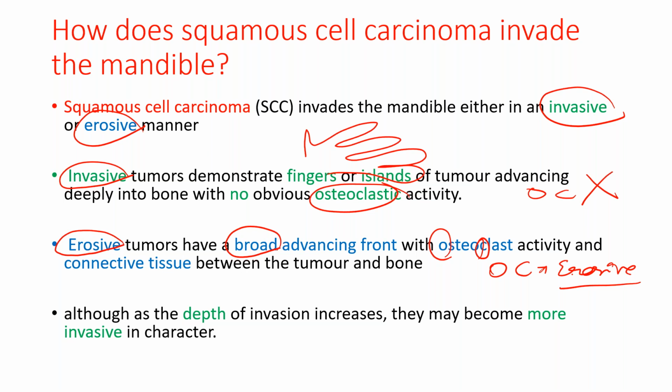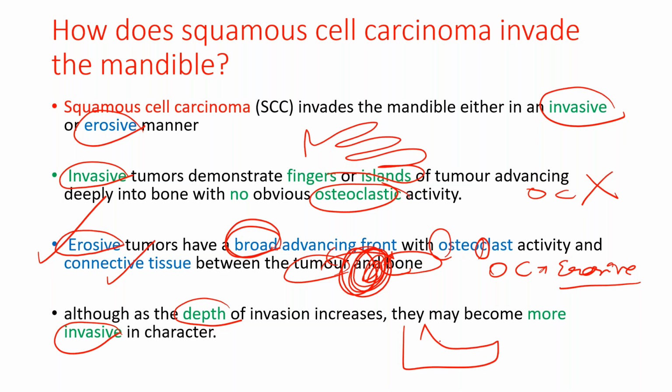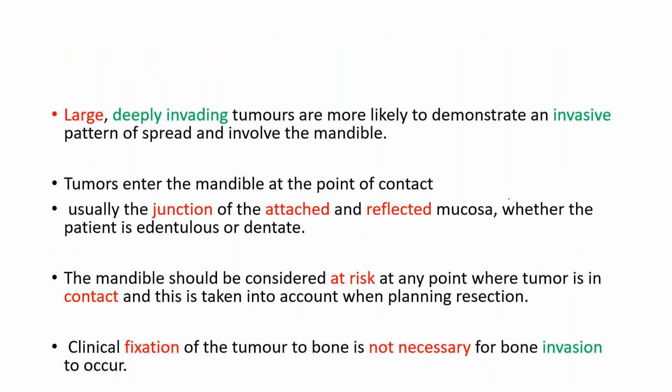The erosive pattern has a broad advancing front with a big layer of connective tissue between the tumor and the bone. That is called the erosive way of involvement of the mandible. As the depth of invasion increases, there may be a more invasive cancer. So invasion has no osteoclastic activity, while erosion has osteoclastic activity, with bone dissolution and new bone formation, osteoblast and osteoclast, something like that.